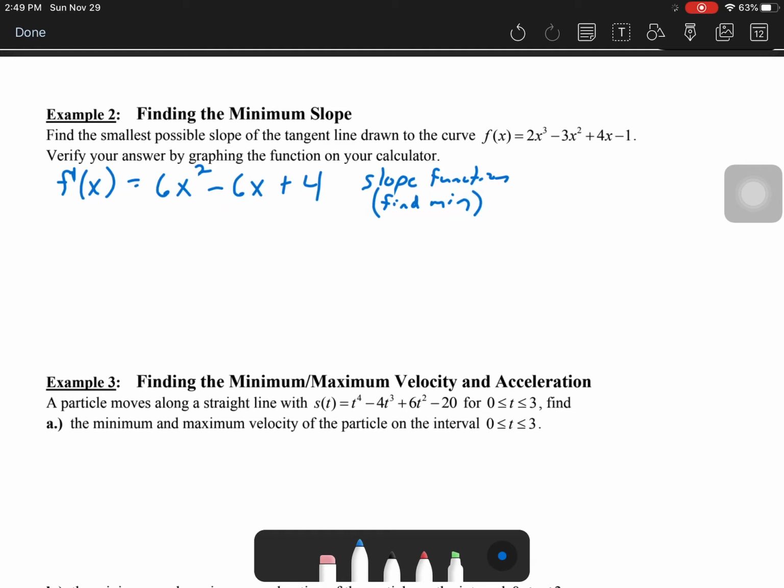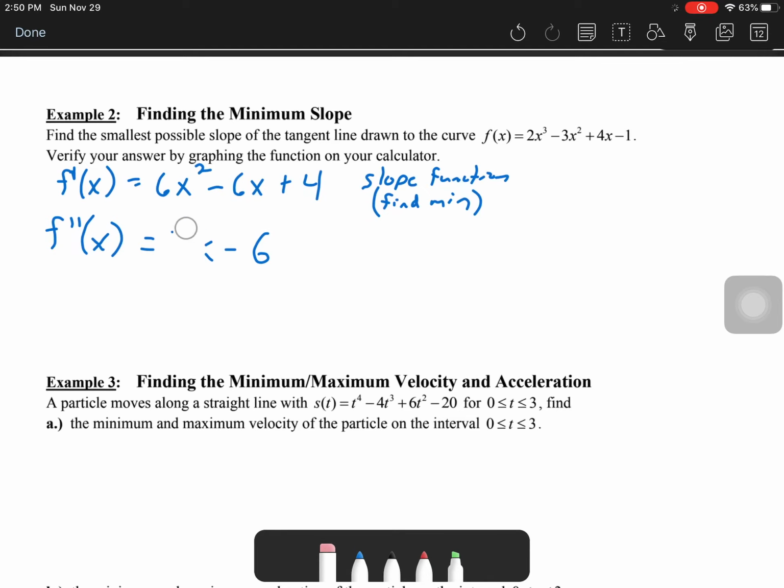So what we want to do now is say, what's the minimum of our slope finder? We're going to take the derivative of this and set it equal to 0. So really that's a second derivative of f, and that's going to be 12x minus 6. Sorry, not 3, 12.